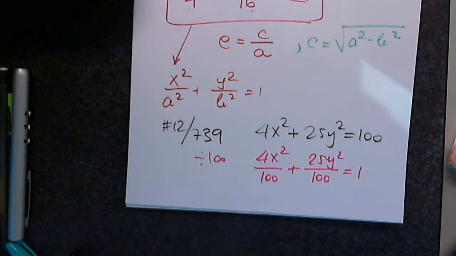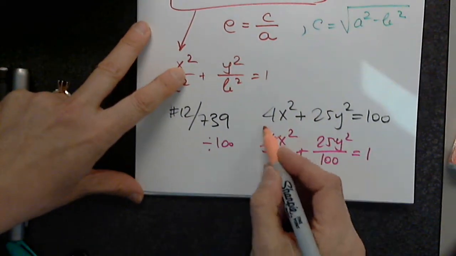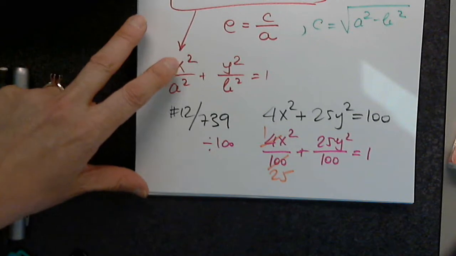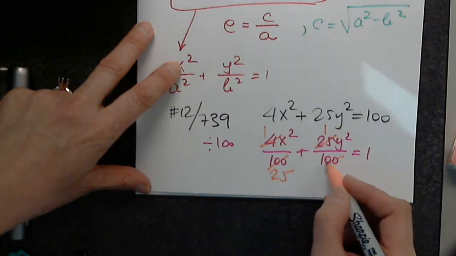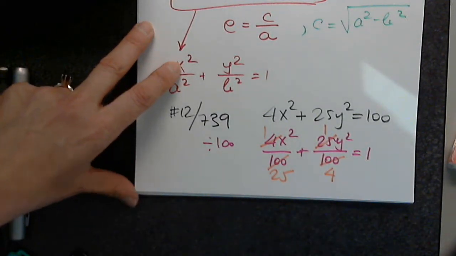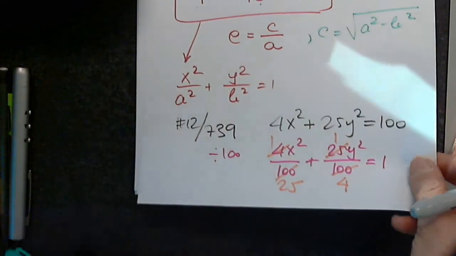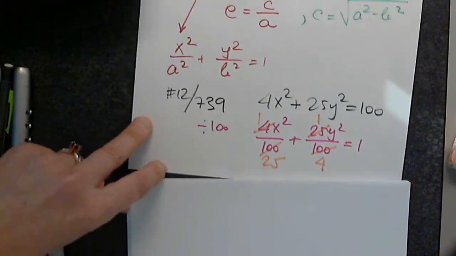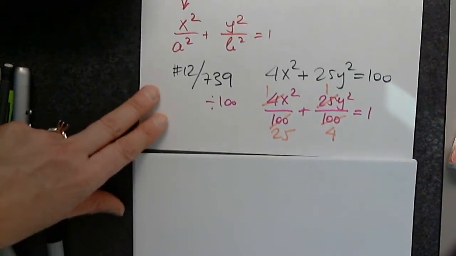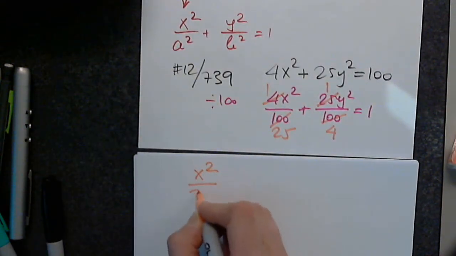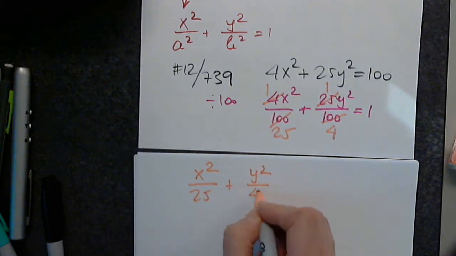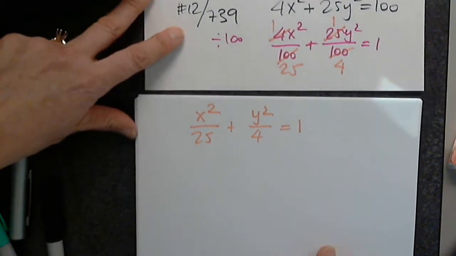Now I have to simplify those numbers because I still don't know yet whether the major axis is on the x-axis or on the y-axis, and I cannot answer their questions yet. So I'll simplify 4 and 100 by 4, and I get 25 in the denominator. And I simplify 25, and I get 4. Now I know exactly where the major axis is and how long it is. So the equation is x squared over 25 plus y squared over 4 equals 1.